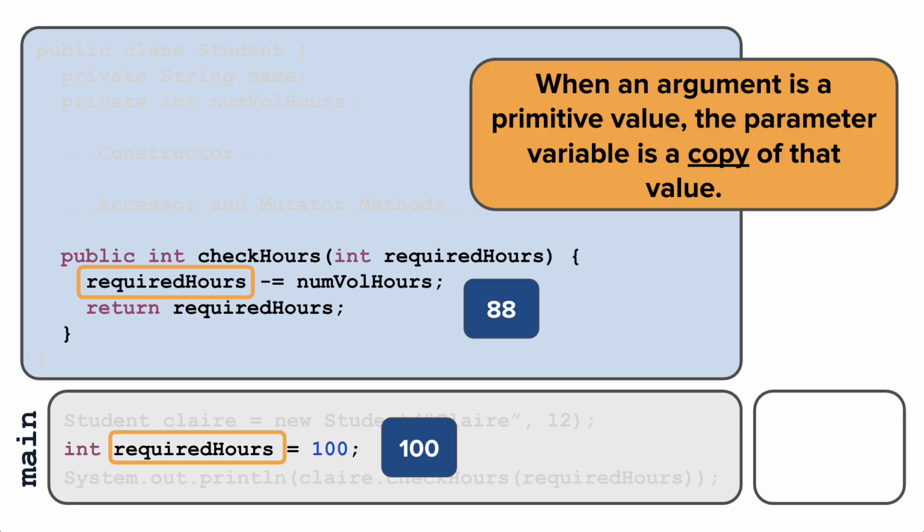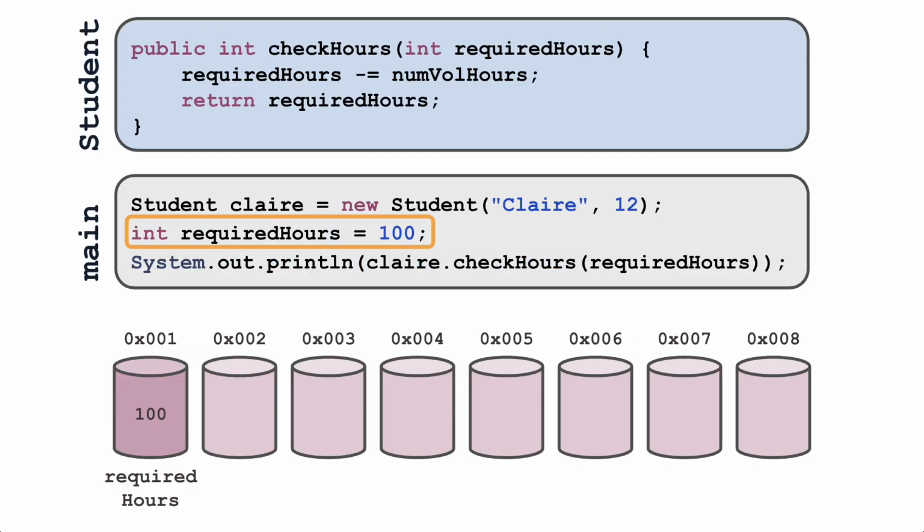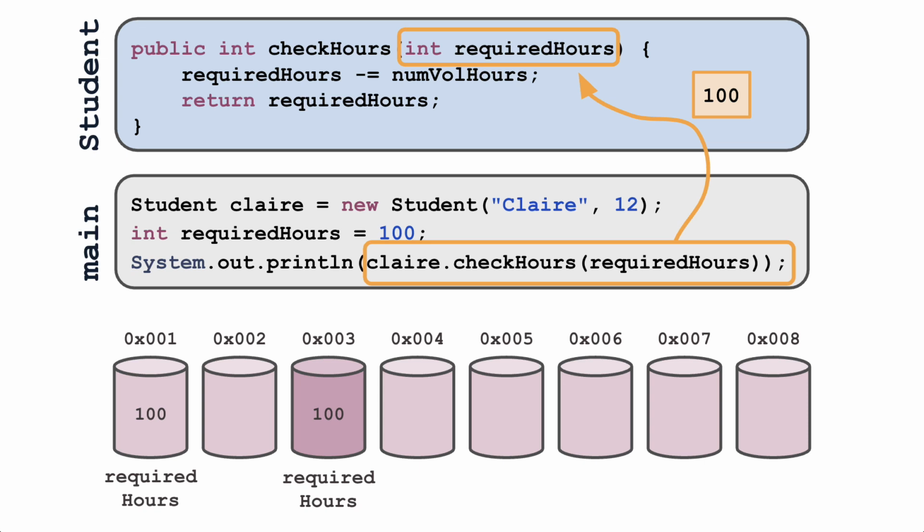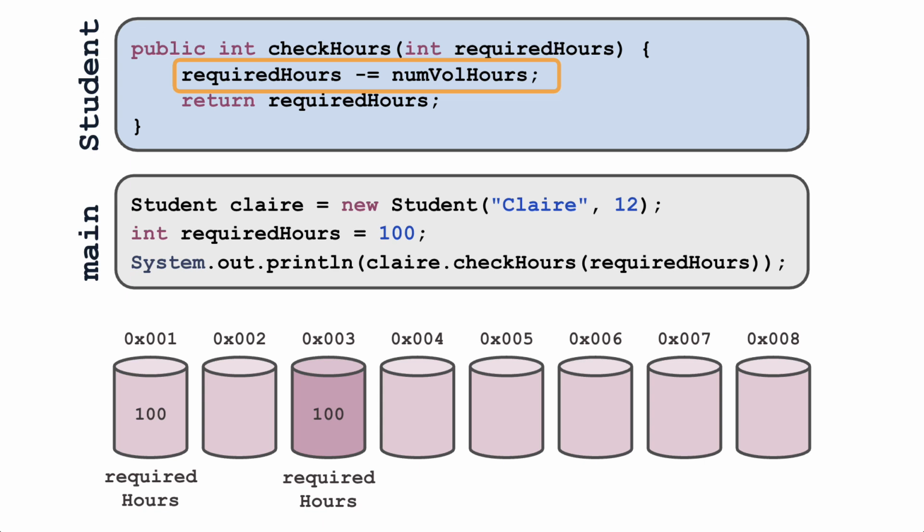This is because when an argument is a primitive value, the parameter variable is a copy of that value. This means that changes to the parameter have no effect on the corresponding argument. To see this represented in computer memory, when the variable is being created in the main method, it creates a location in memory for this variable. Then when the method is called and the parameter is declared and initialized, the copied value is stored in a different memory location. The two variables just happen to have the same name, required hours, in this example, but they are two independent copies. When the parameter changes in the method body, the value stored at the second memory location changes without impacting the original variable in the main class.